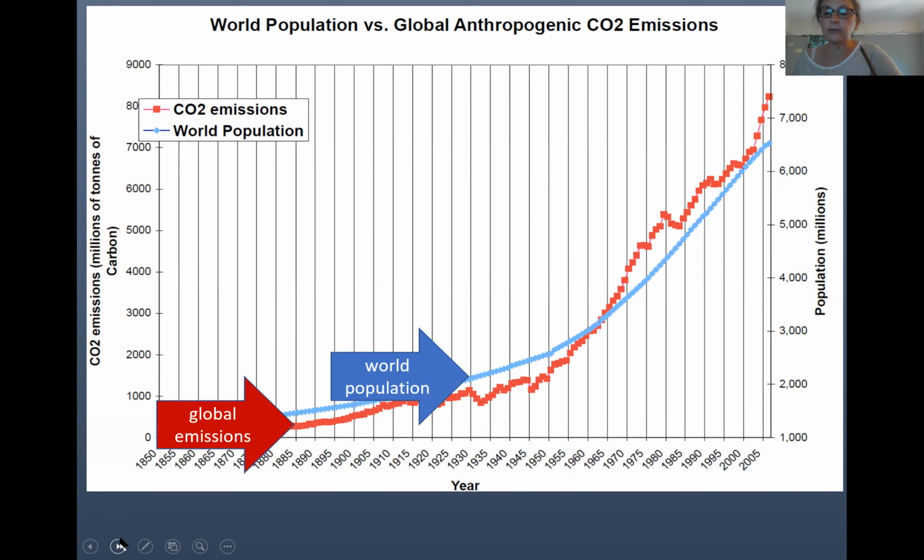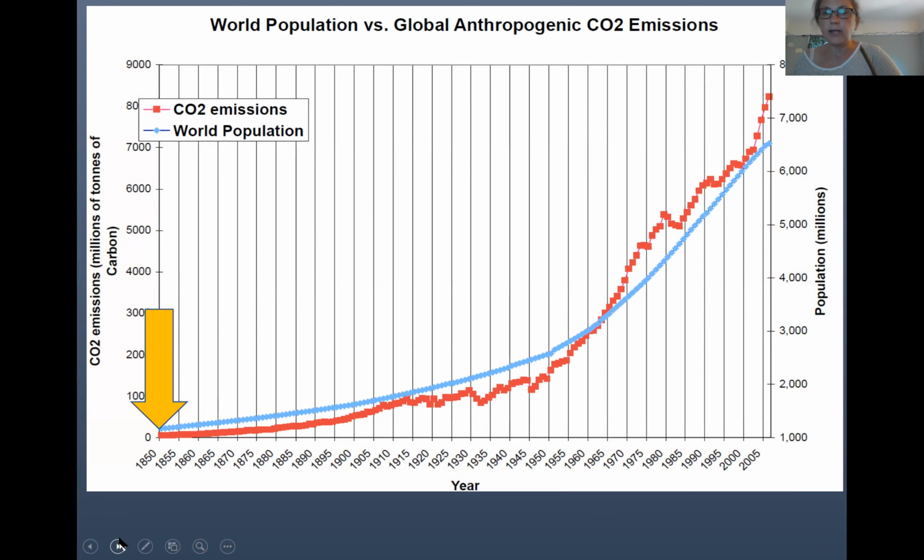In order to make the viewer see the difference more clearly, it's color-coded with global population in blue and emissions in red. Around the year 1850, the scale was made such that the global emissions and global populations converge, and then you can see what happens from there. That's how the scales are made.